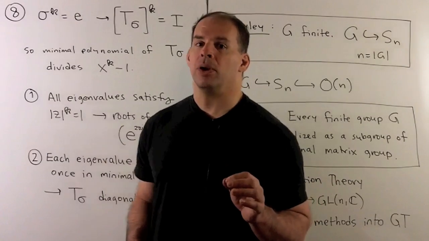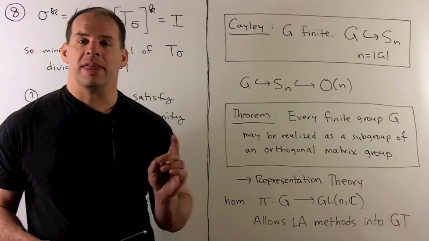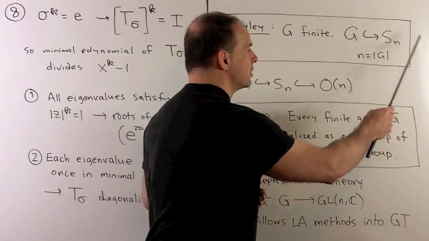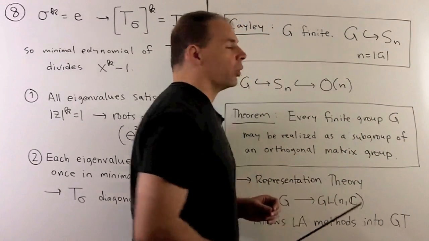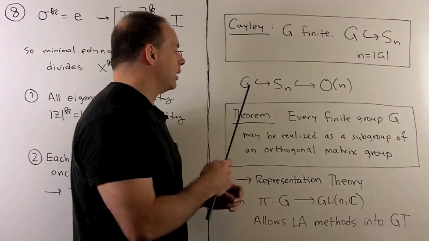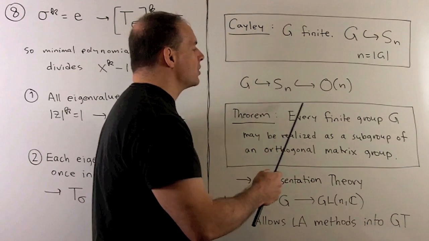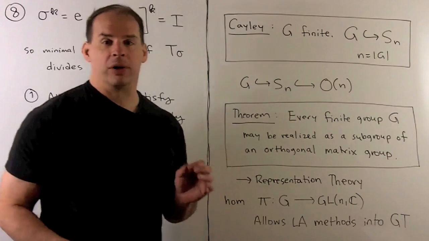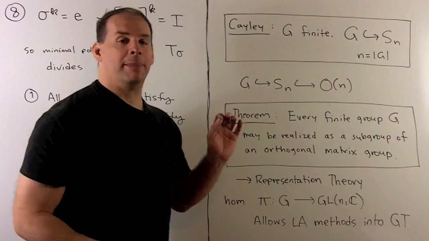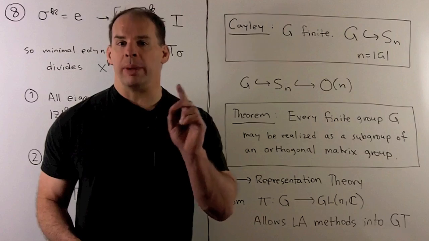Now, one last shift in direction. We recall Cayley's theorem, which says if G is a finite group, then we can embed G as a subgroup of the symmetric group S sub n, where n is the order of the group. If we combine that result with permutation matrices, which let us embed S sub n as a subgroup of O sub n, we get the following theorem. Every finite group G may be realized as a subgroup of an orthogonal matrix group. So that means if I have a finite group, I could think of it as a group of matrices.